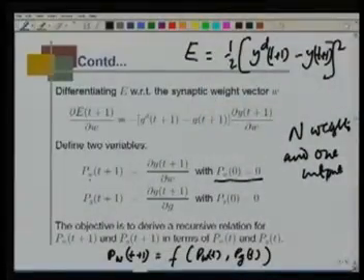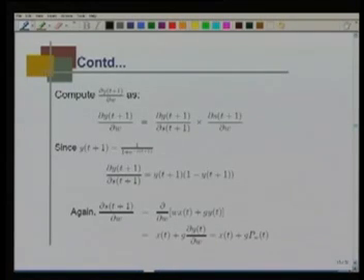We will relate the gradient term at t plus 1, Pw(t+1), to the gradient term in the previous instant at t. So, let us now compute. This is Pw(t+1) by definition. I can differentiate y with respect to s(t+1), because y(t+1) is f of s(t+1), and then del s(t+1) upon del w.